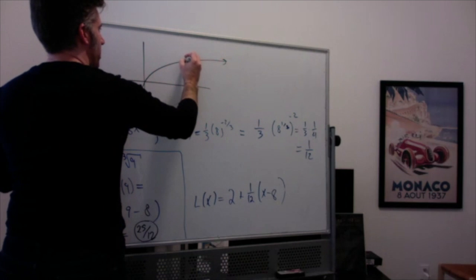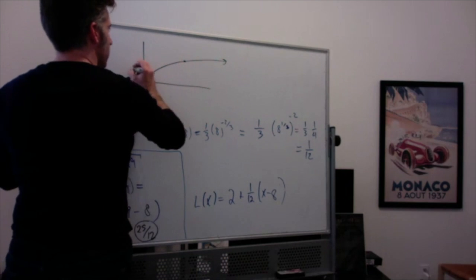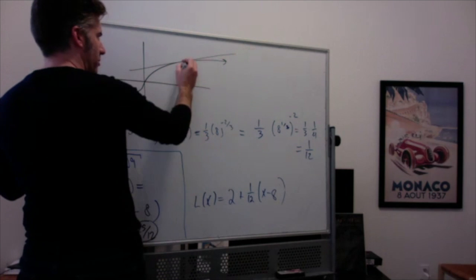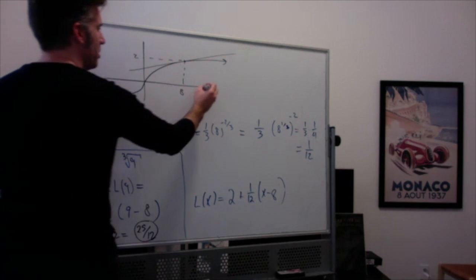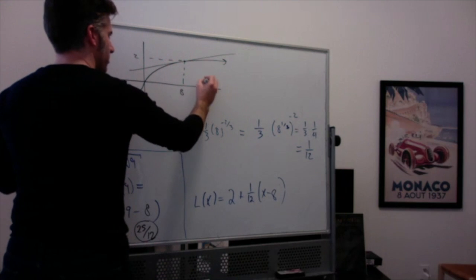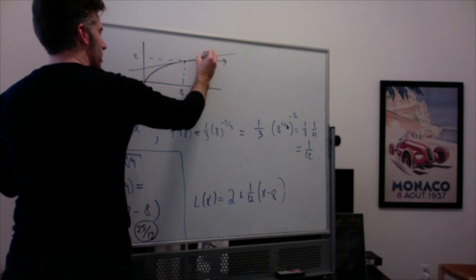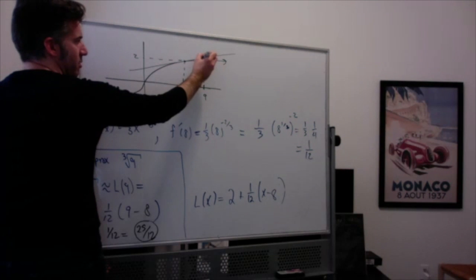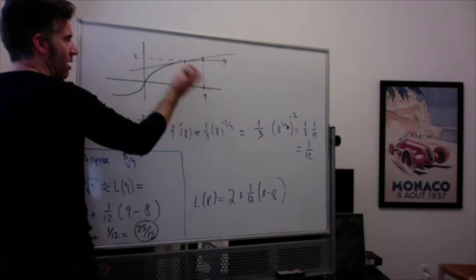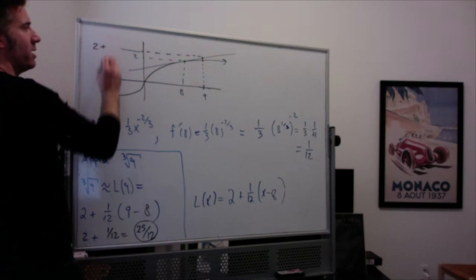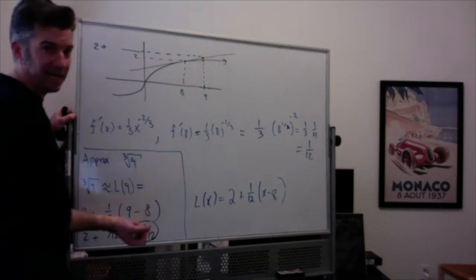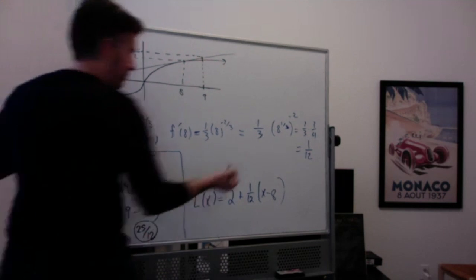What's really happening is, there's my tangent line. Here's point 8, comma 2. And what I'm doing over here at 9 is, instead of finding the y value for the function, which will be right there, I'm saying instead I'm going to use this y value, which is 2 plus the rise of that line, right?